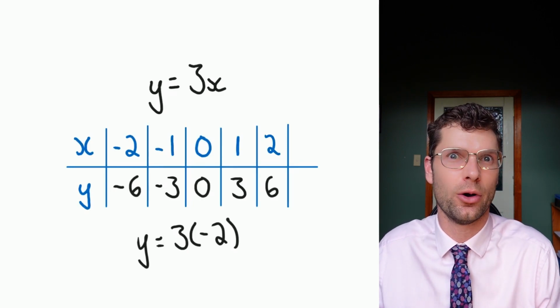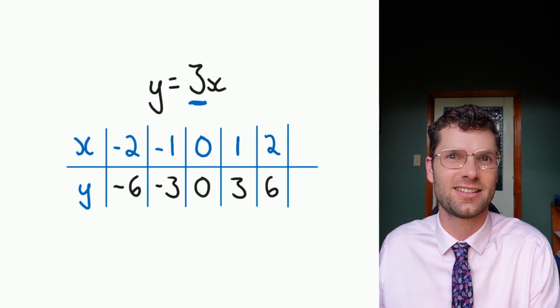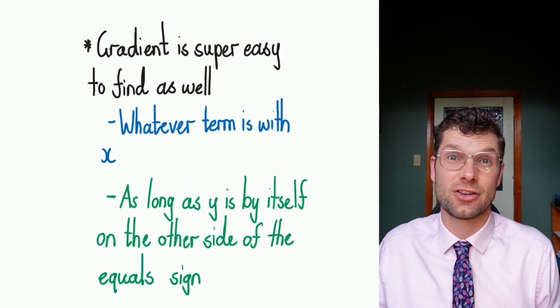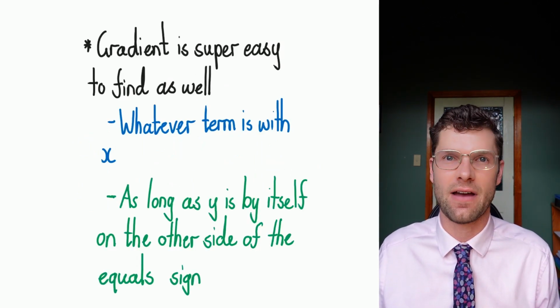That plus 3 is important because it comes from y is equal to 3 times x. So the pattern or the gradient is just equal to 3. So the gradient is super easy to find. It's just whatever term is with that x value.